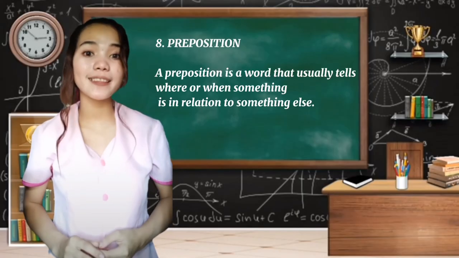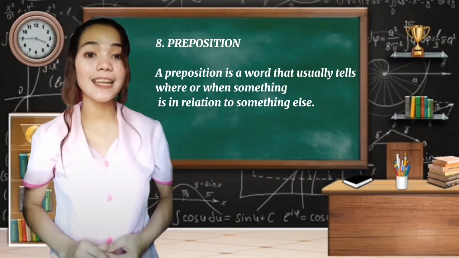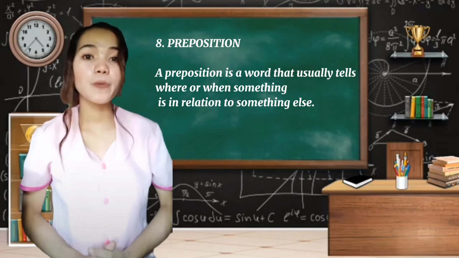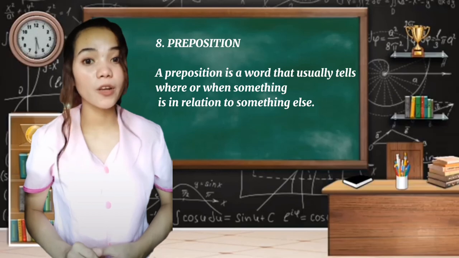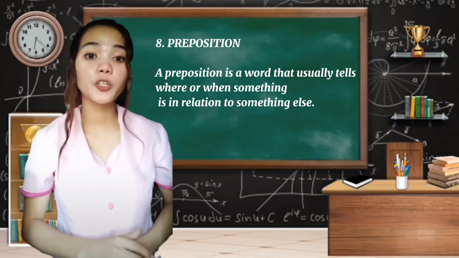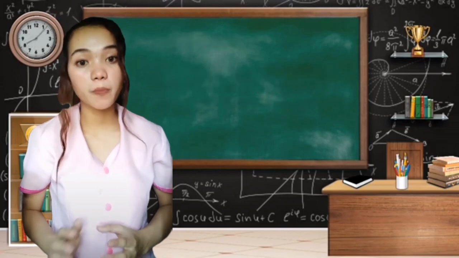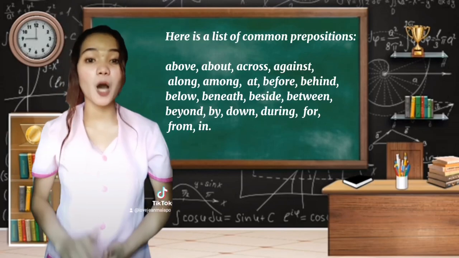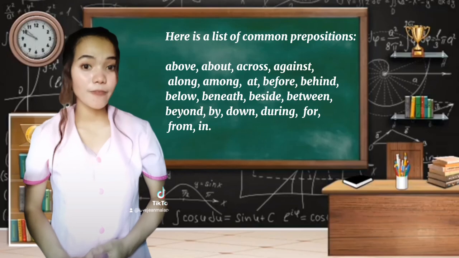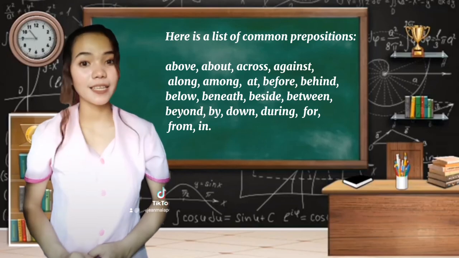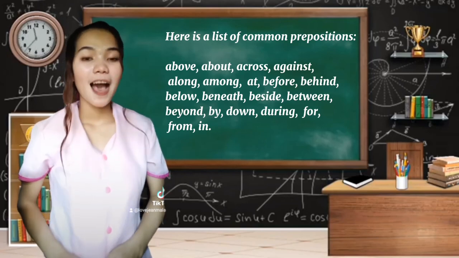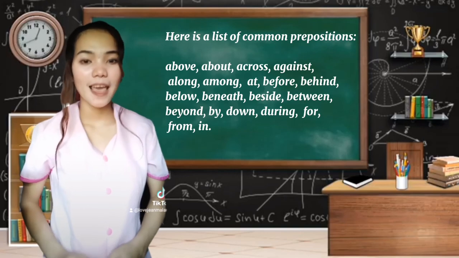These words usually tell where or when something is in relation to someone else. Prepositions are used to link a noun, pronoun, or phrase to other words within a sentence. They act to connect people to objects. Here is a list of some common prepositions: above, across, behind, among, toward, under, between, and beyond.